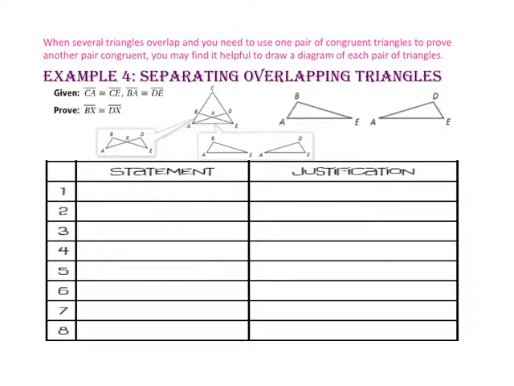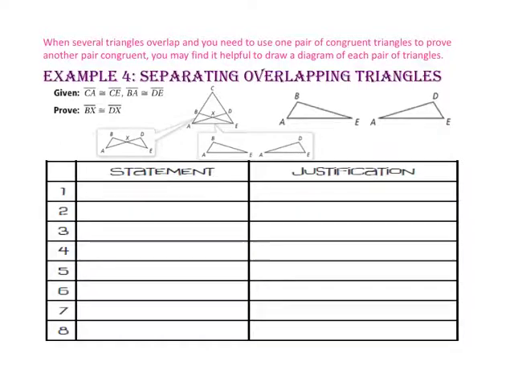In example 4, we will separate overlapping triangles to prove that side BX is congruent to side DX. When several triangles overlap, you need to use one pair of congruent triangles to prove another pair congruent. You may find it helpful to draw a diagram of each pair of triangles.